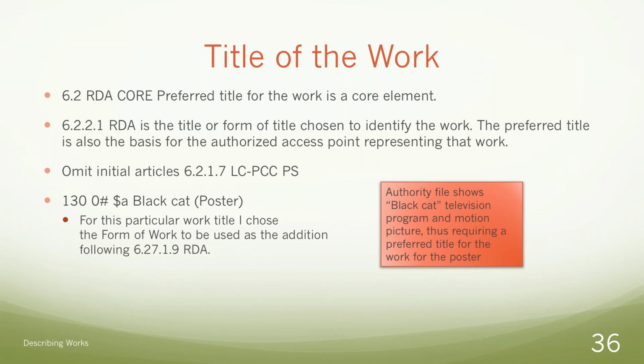So if your title proper is not unique, then you will need a title of the work that will go in a 130 field. This is assuming that there's no creator, no agent of creation in a 100 field. You'd have that title proper in a 130 field, followed by, in parentheses, one or more terms that serve to make that a unique identifier.